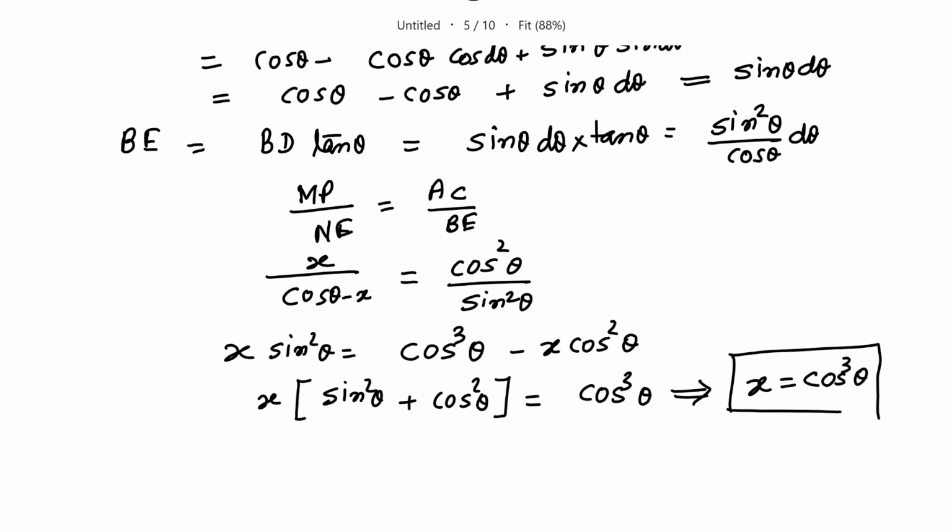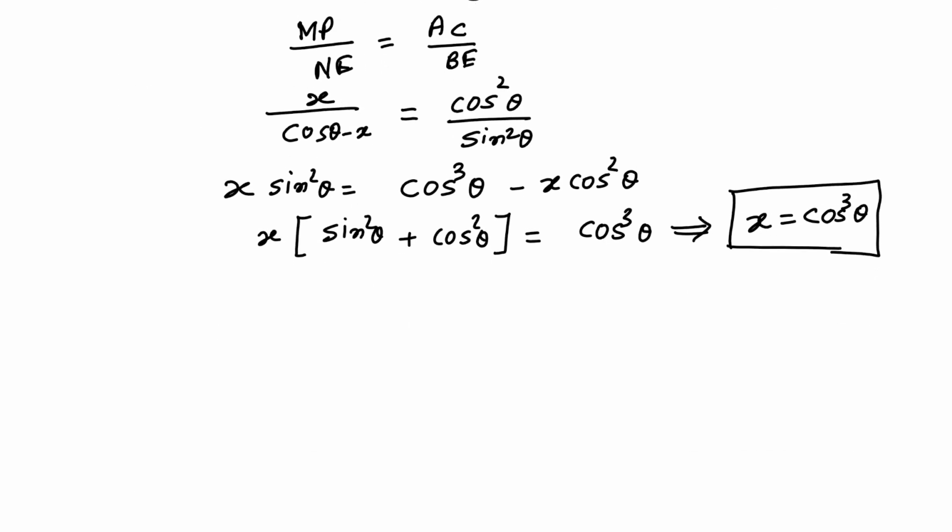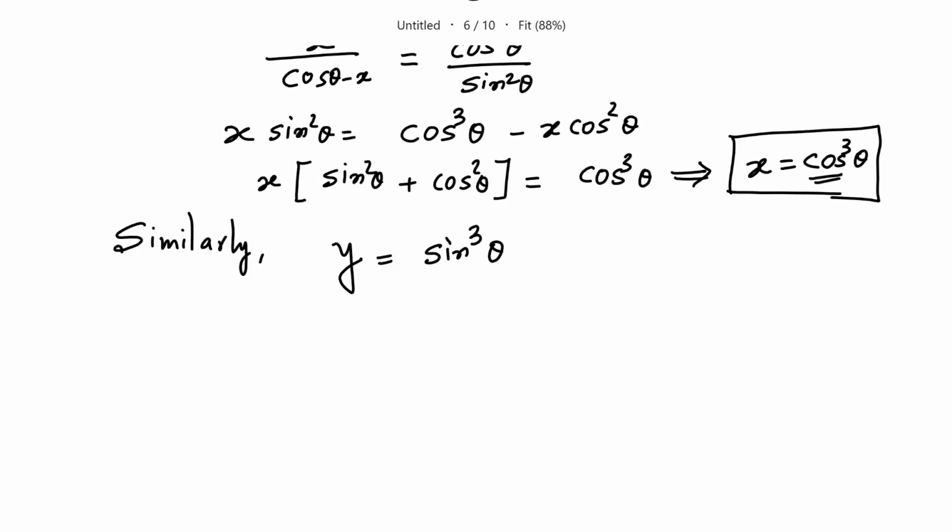Now, so we have calculated one coordinate of point P, that is the x coordinate. Now you do the same exercise, then you can also calculate the y coordinate, and this will be very similar. So I am not going through the calculation. So similarly, we can find the y coordinate, and that will be sin cubed theta. So once I know x and y, we can find the locus.